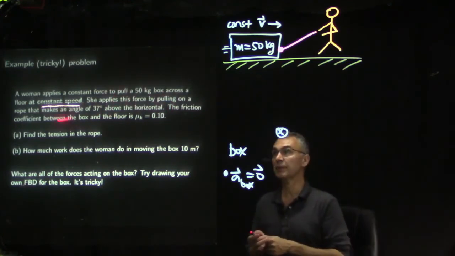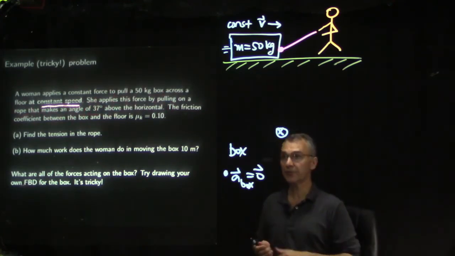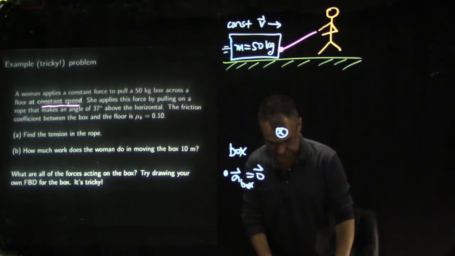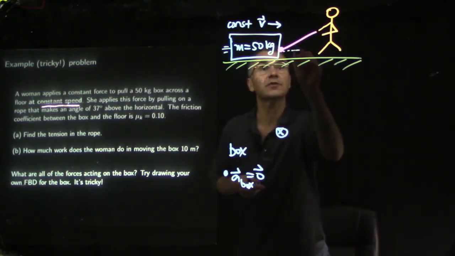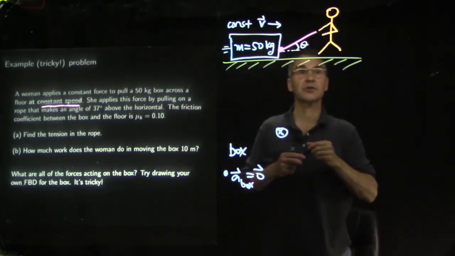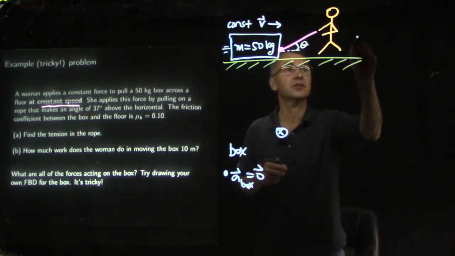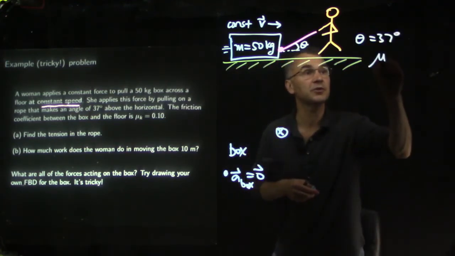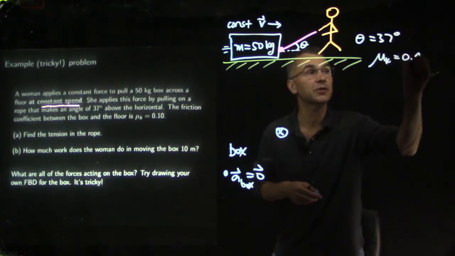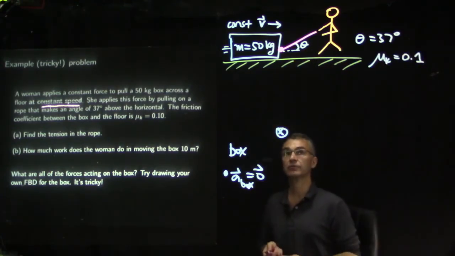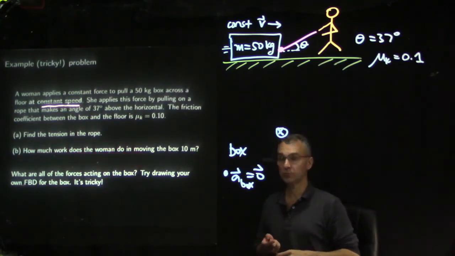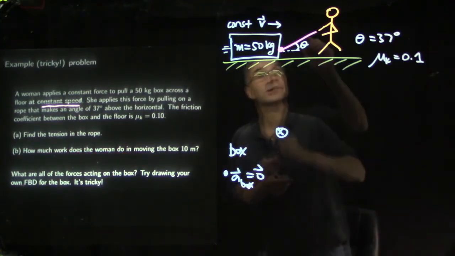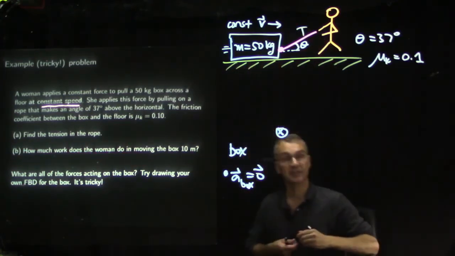She applies this force by pulling on a rope that makes an angle of 37 degrees above the horizontal. So there's this angle theta, and that theta will turn out to be 37 degrees. Well, it's given. And the friction coefficient between the box and the floor, mu kinetic, is 0.1. Find the tension in the rope. How much work does the woman do moving the box 10 meters? Okay, so we'll find the tension in the rope.